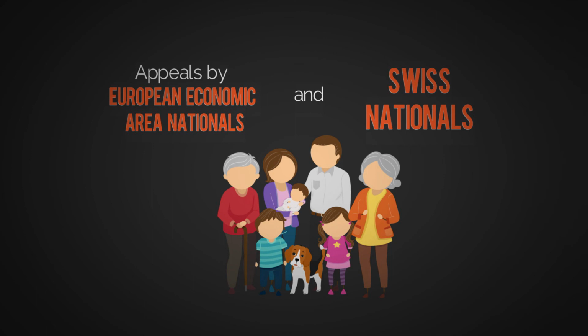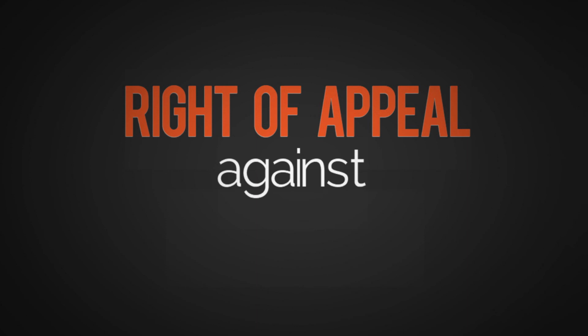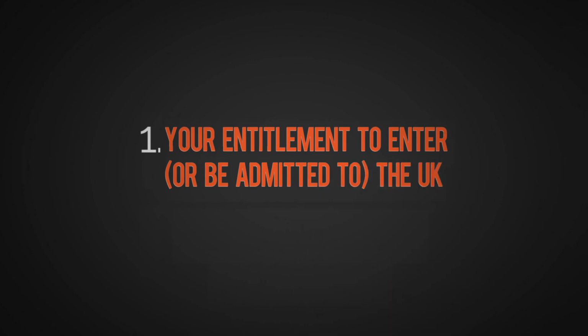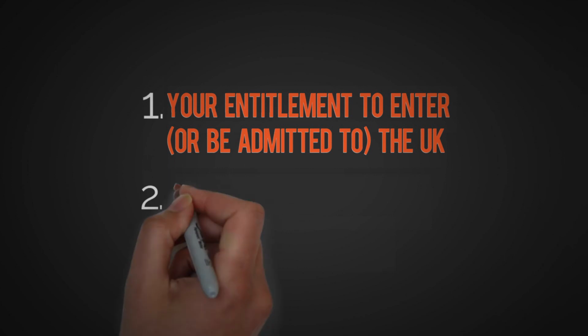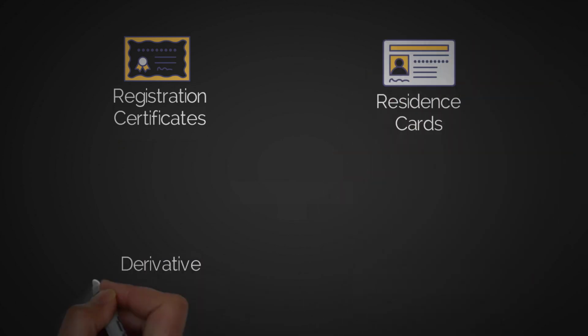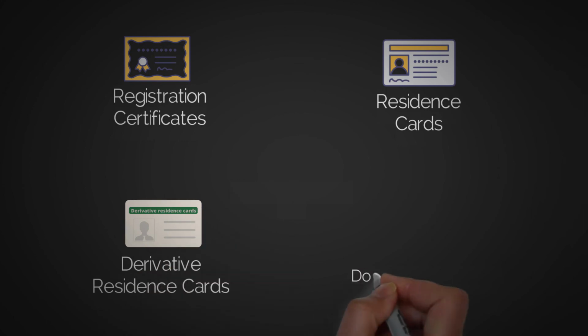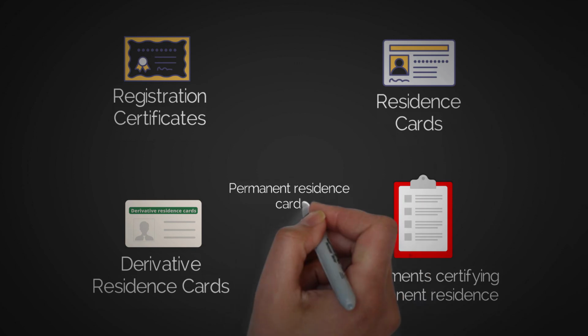This does not include British citizens who don't have any other EEA nationality. The EEA regulations give a right of appeal against what is referred to as an EEA decision. This is one that concerns your entitlement to enter or be admitted to the UK, your entitlement to EEA documents, which means, for example, registration certificates, residence cards, derivative residence cards, documents certifying permanent residence, and lastly, permanent residence cards.